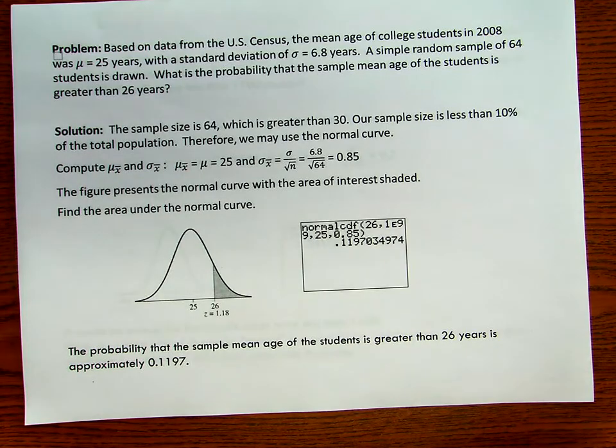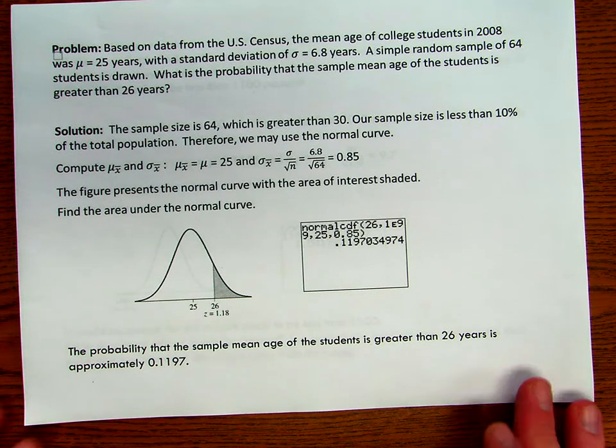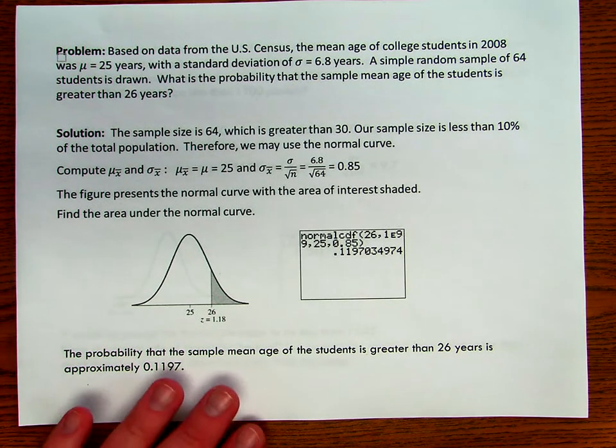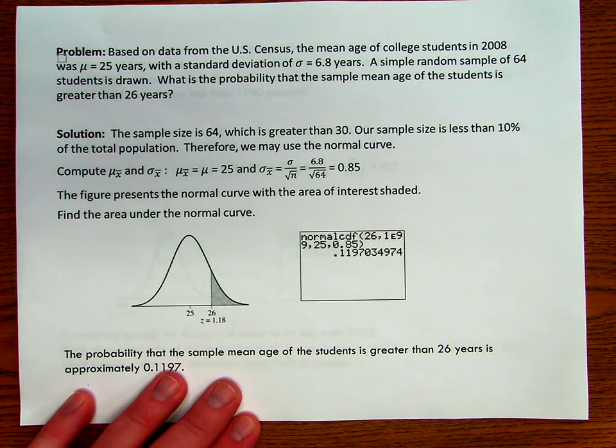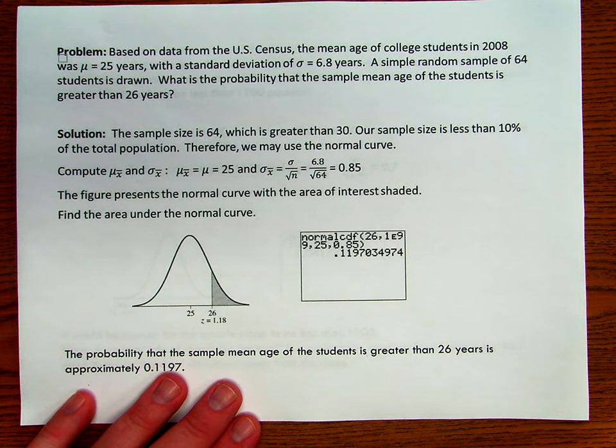All right, now on to some problems. What types of questions are you expected to answer using this information? Okay, based on the data from the U.S. Census, the mean age of college students in 2008 was 25 years, with a standard deviation of 6.8 years. A simple random sample of 64 students is drawn. What is the probability that the sample mean age of the students is greater than 26 years?